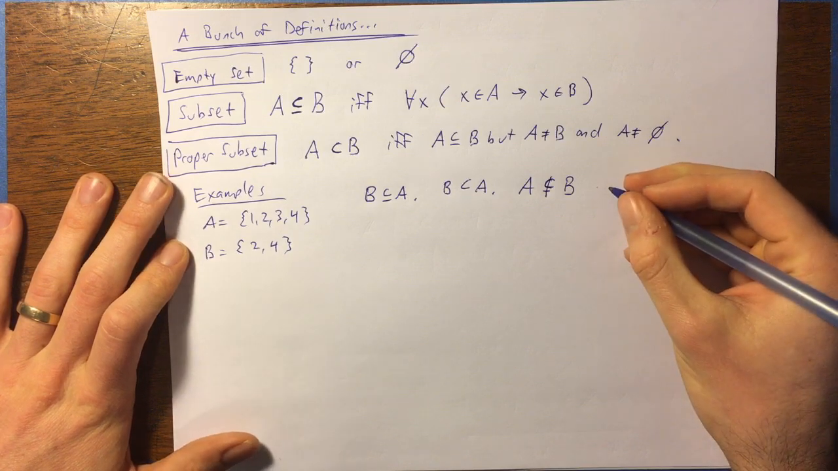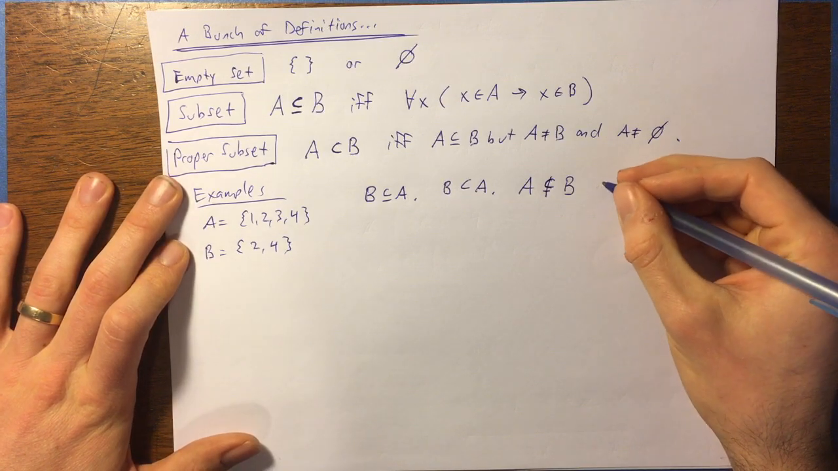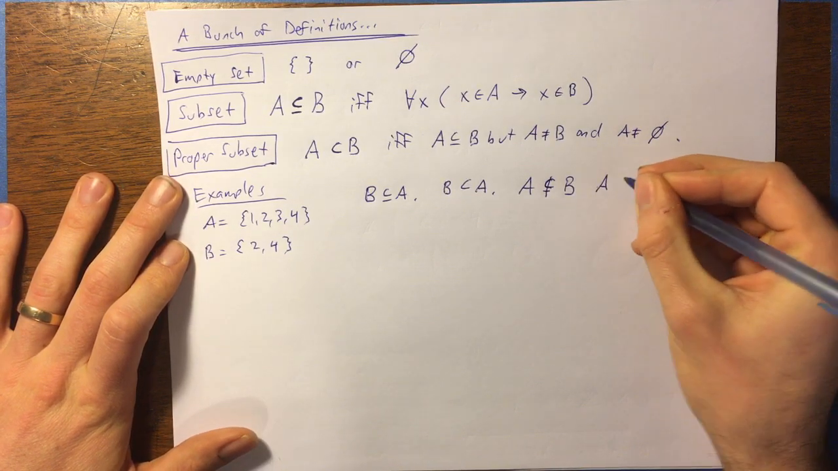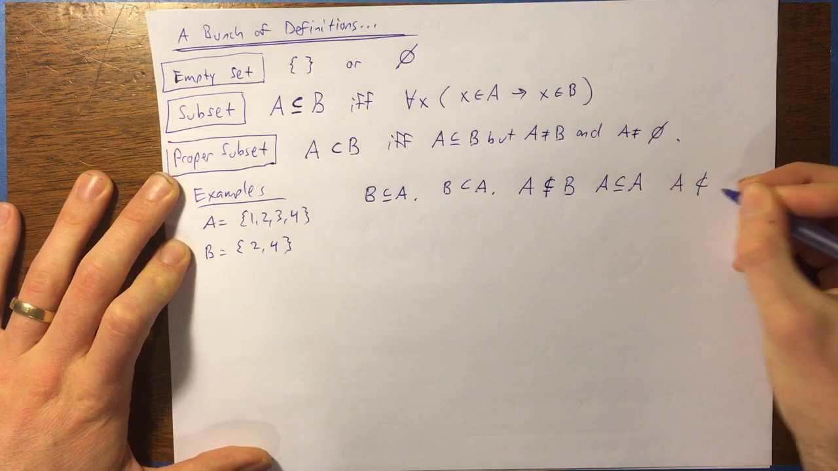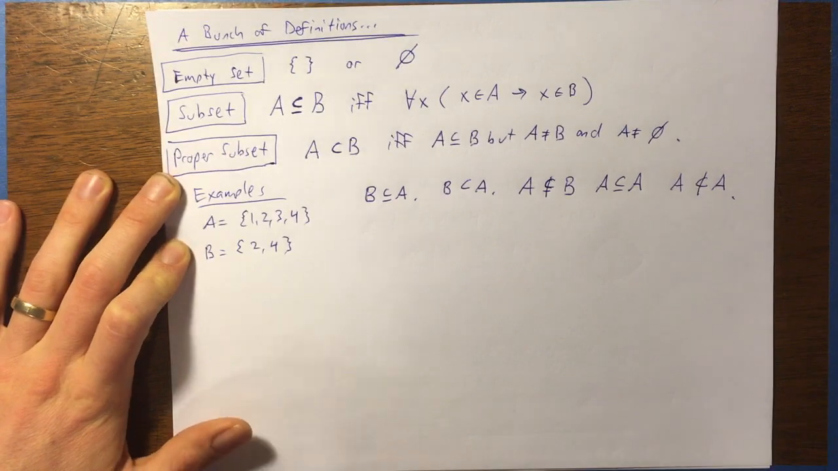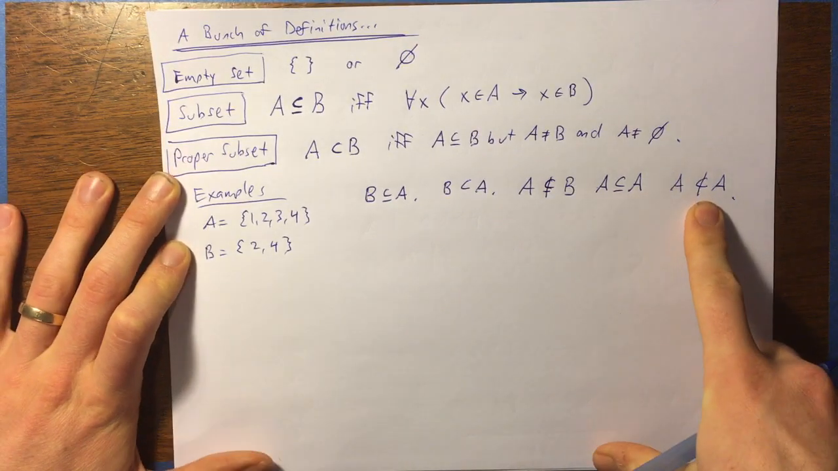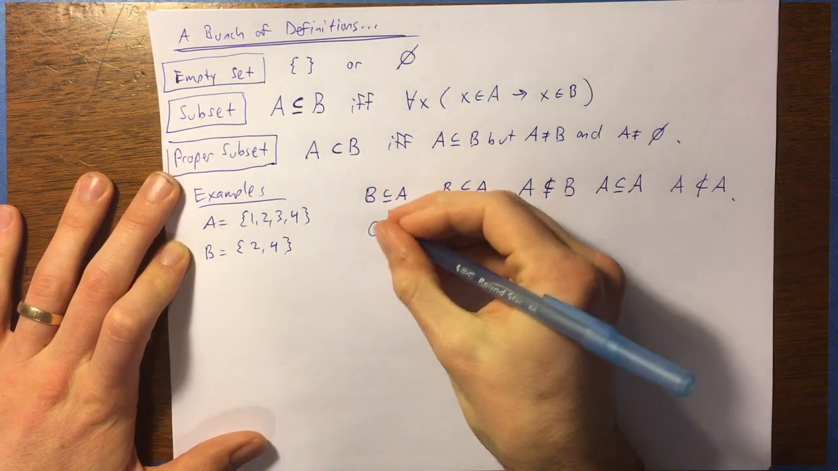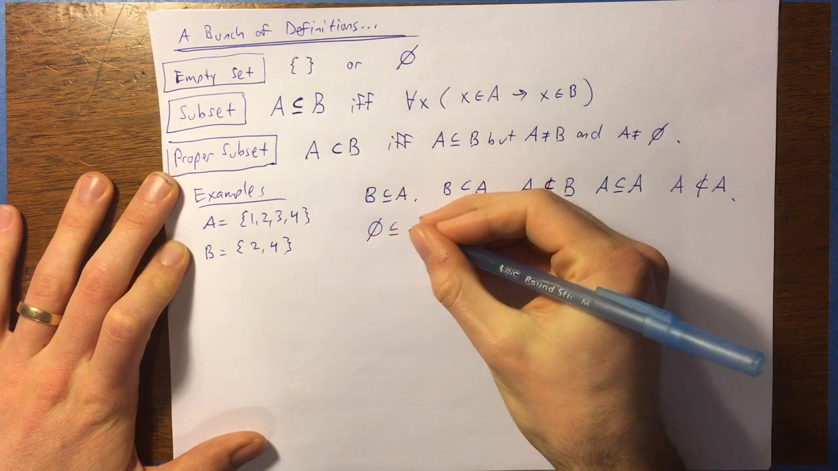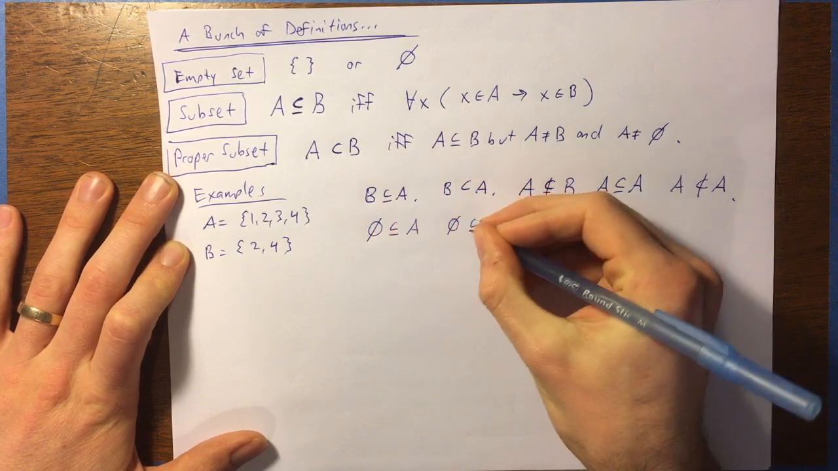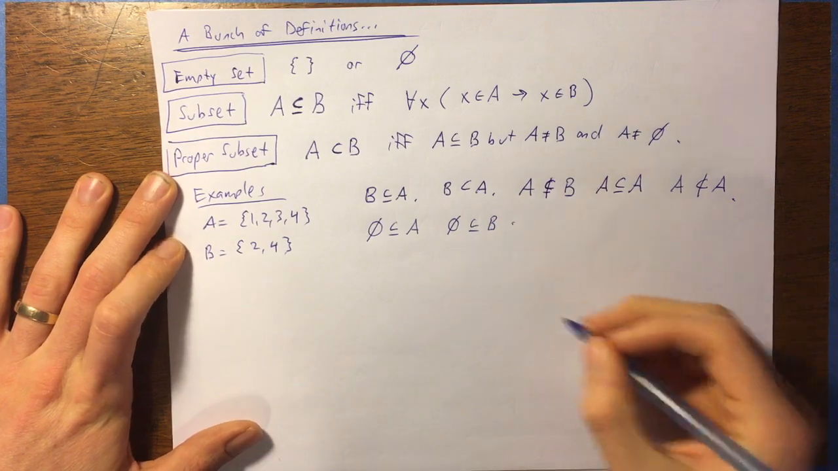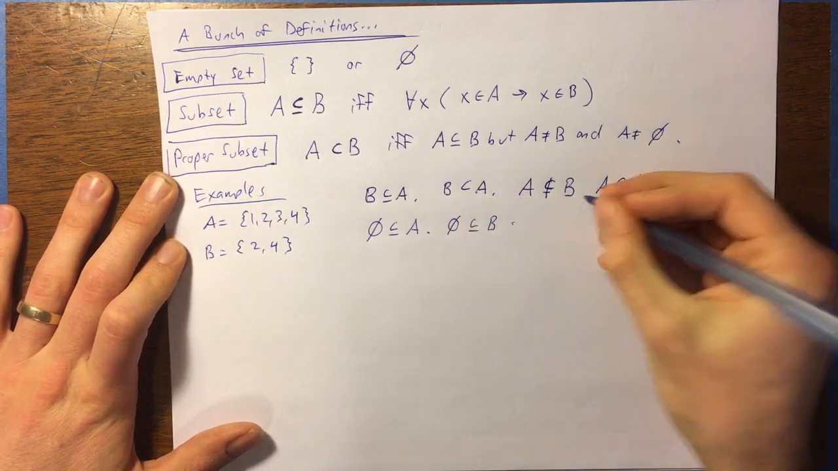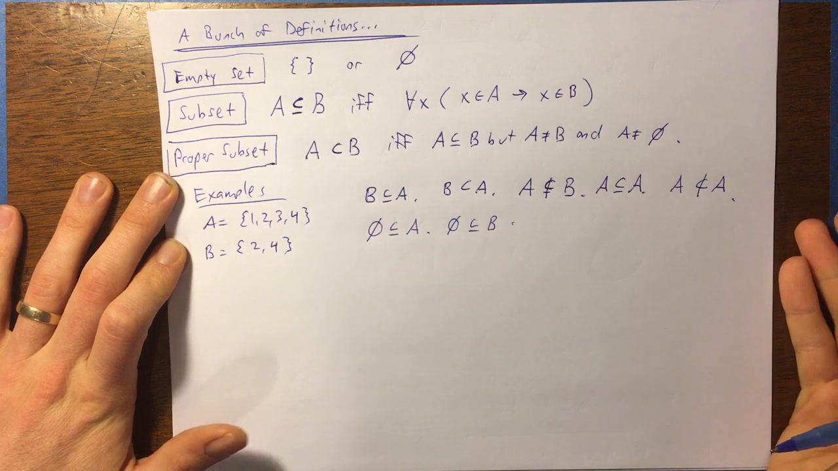What else could I write? I could write A is a subset of A. It's a subset of itself, but A is not a proper subset of A. It's just a subset, not a proper subset. I can write that the empty set is a subset of A, and the empty set is also a subset of B, but it's not a proper subset of either of them. So there's just a few true things we could say here.